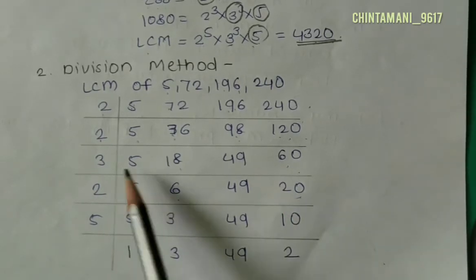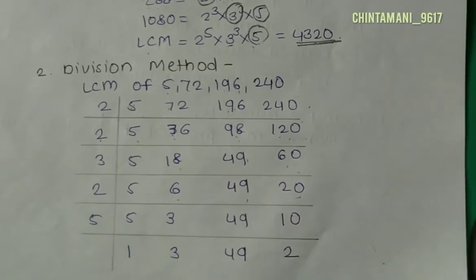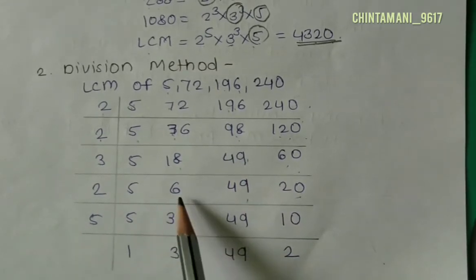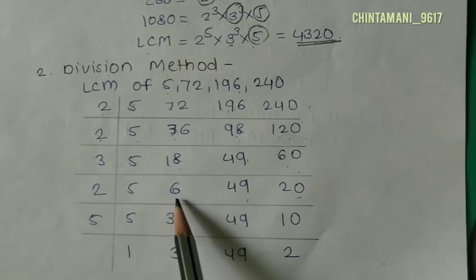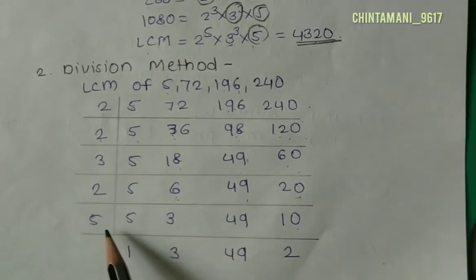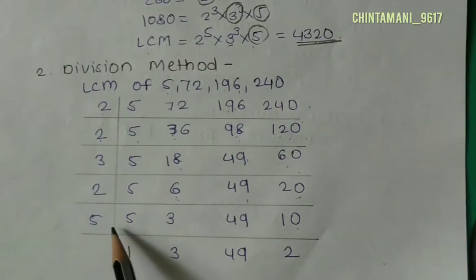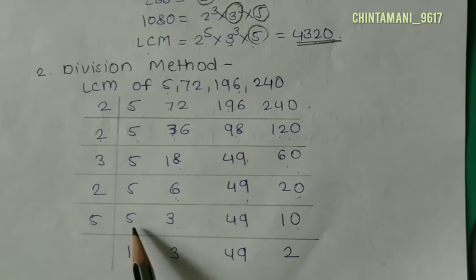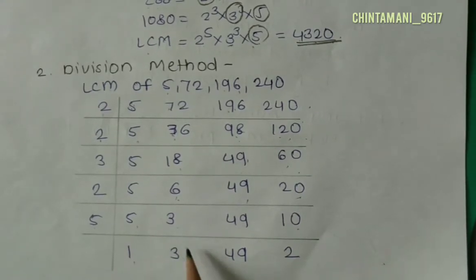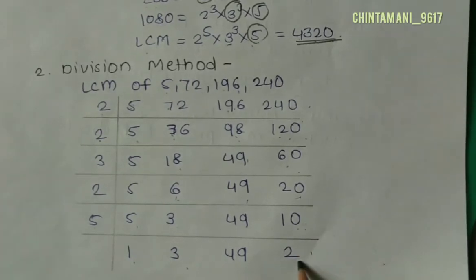But we can't divide 49 by 3, so we have written it as it is here. Again, after that, we can divide 6 and 20 by 2. So after dividing, we get the values, and later on, after dividing 5, we get 5, 1 as it is remaining. After dividing 10 by 5, we get the answer 2.